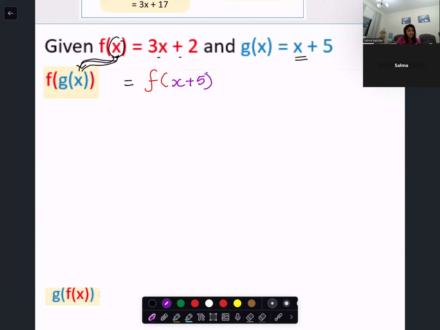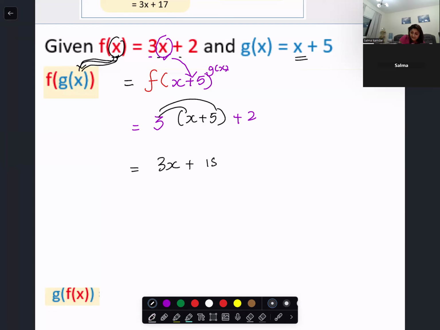Now I want to find f of x plus 5. Instead of x, what will I write? x plus 5. So this would be 3 times, instead of x, I'm going to write x plus 5, plus 2. Instead of x, I have put x plus 5. This is nothing but my g of x. Now if I open the bracket, it would become 3x plus 15 plus 2. So this is 3x plus 17.